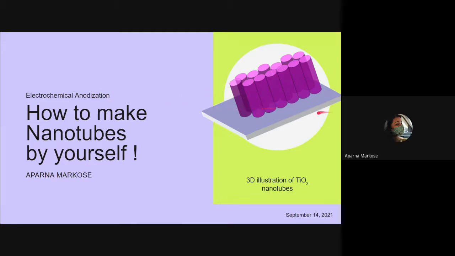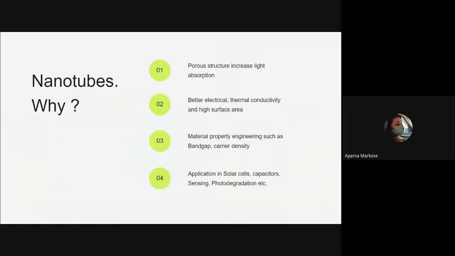So what you are seeing here is a 3D illustration of titanium dioxide nanotubes. So today this whole talk will be about how to make titanium dioxide nanotubes. So before I jump into the process, why nanotubes? We will quickly go through it.